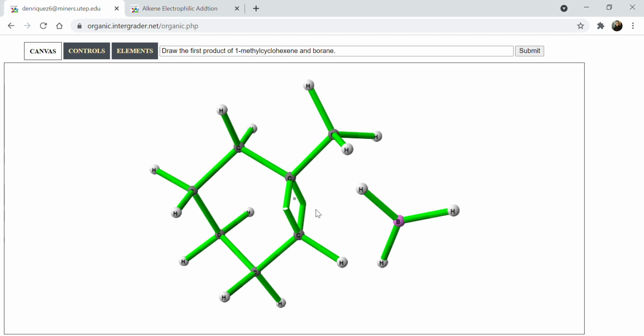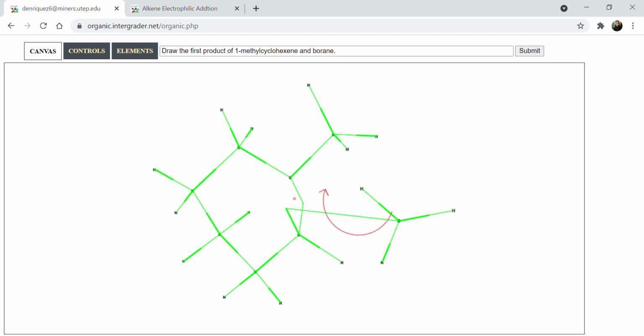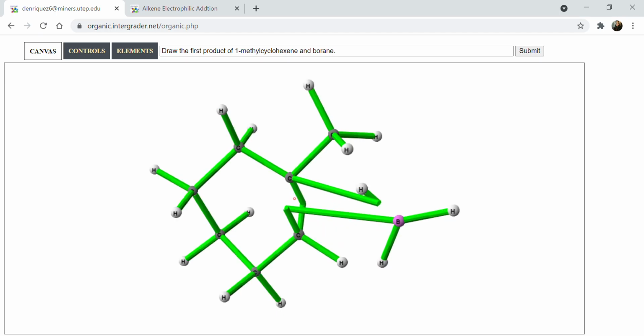So with this one, the first time I just unbonded it like this, and I left it, and it kind of went wrong. So I figured that I would bond that over here and then move the hydrogen to the carbon.